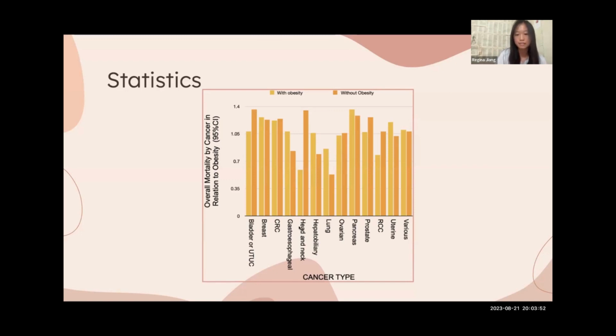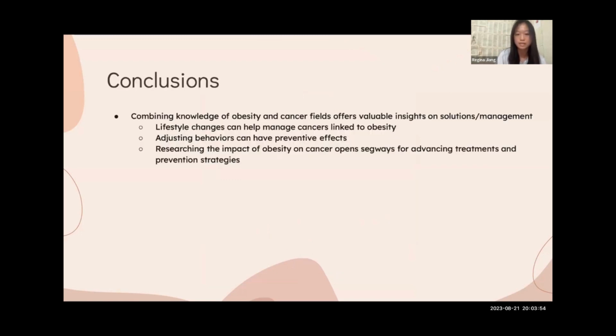And this just shows how it's important to study these correlations, because by combining the knowledge of the fields of obesity and cancer, it can offer valuable insights on solutions and management, as it opens segues for advancing treatments or prevention strategies. And this can be done through making changes to the lifestyle or just adjusting behaviors.